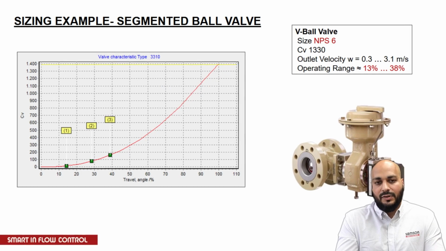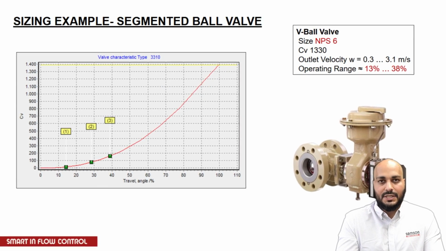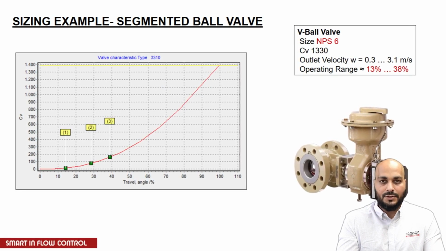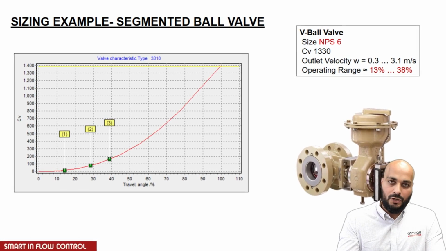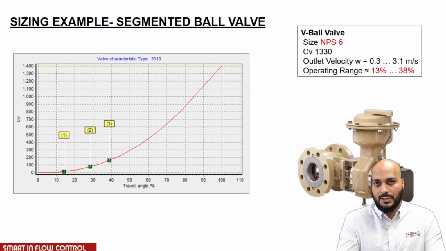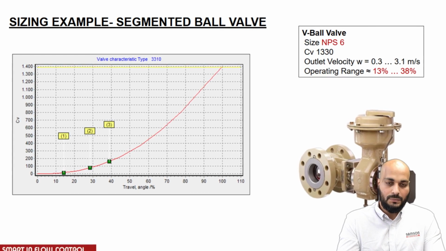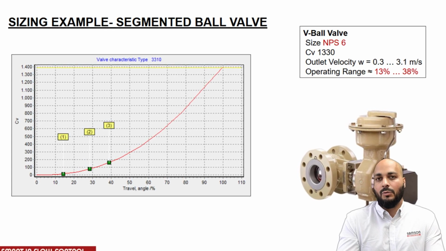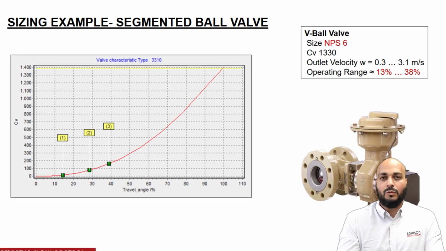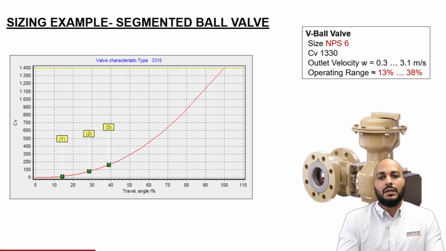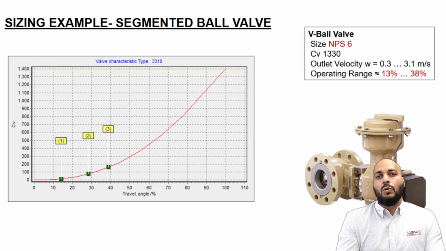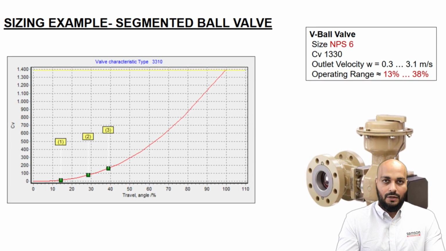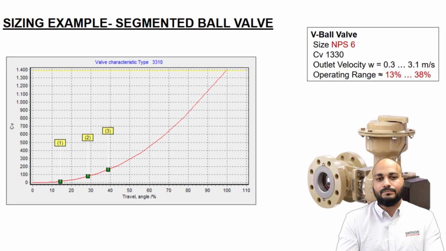In a segmented ball valve, you can see that it also sized up as a 6-inch with a CV of 1,330. However, the operating range is on the much lower end, from 13% to 38%, so this would not be ideal for control. Although we could have gone with a 4-inch segmented ball valve, which would have also had enough CV to allow for control, the outlet velocities would have skyrocketed, which would have caused the valve to prematurely fail due to the high outlet velocities.